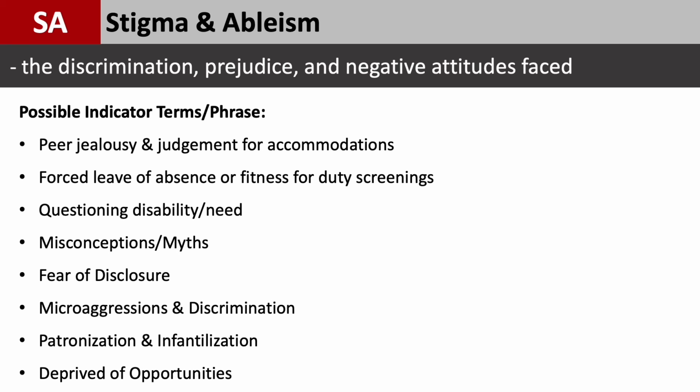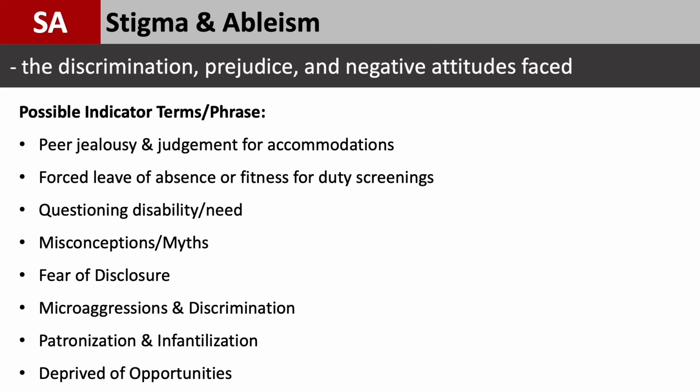And then you have misconceptions, misbeliefs, and fear of disclosure. That's when you feel like you can't tell someone about your disability because you don't know how they're going to react, or you think they're going to react poorly. This is very common. You'll see it come up a lot in articles. Microaggressions and discrimination: you can Google microaggressions if you need more examples. Patronizing and infantilization, so just being treated like you are a child or not capable of doing things. Being deprived of opportunities: maybe someone doesn't expect you to be able to do something, so they never even tell you the opportunity exists.